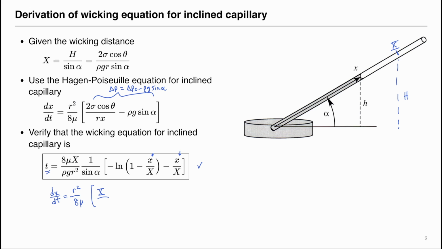then we'll need to have 2 sigma cosine theta divided by r x. We already have r in the big X, but we need rho g sine alpha. So we multiply by rho g sine alpha at the top and bottom, minus rho g sine alpha. So that the whole thing here and the r here can be written as the big X.